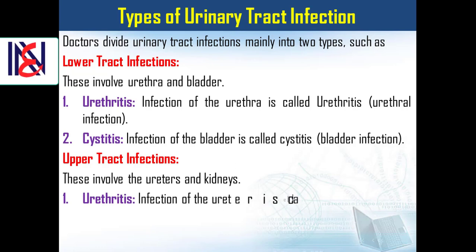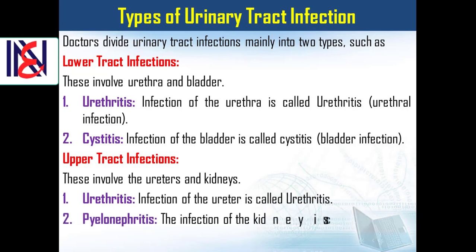Upper tract infections. These involve the ureters and kidneys. 1. Ureteritis. Infection of the ureter is called ureteritis. 2. Pyelonephritis. The infection of the kidney is called pyelonephritis.